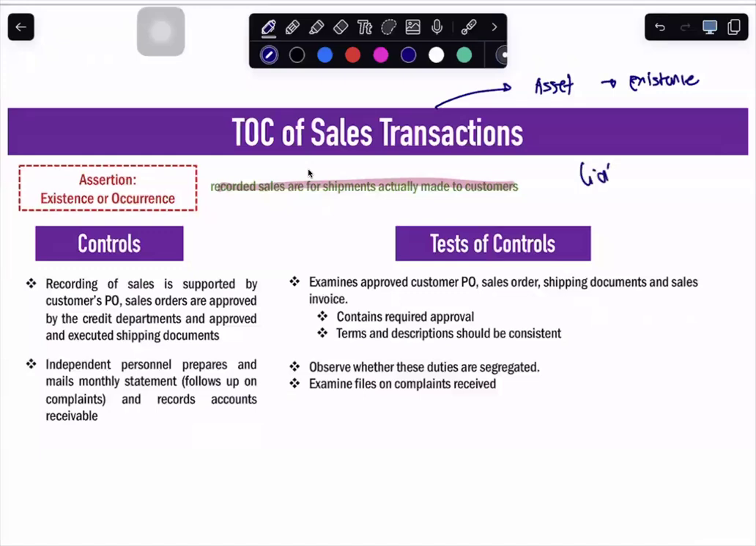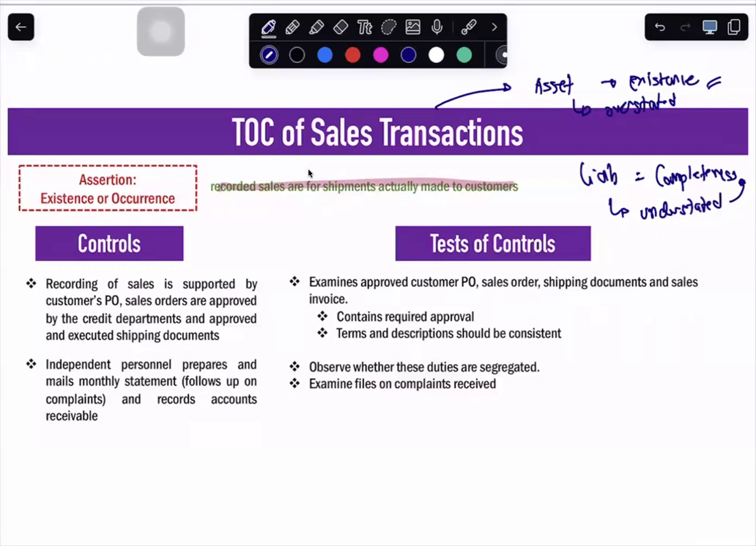But if ever what we want to test is a liability, then what we test is completeness. So why existence? Because asset is normally overstated. And since it is overstated, we check whether that particular asset exists. So the main assertion for asset is existence. While for liability, it is normally understated. And since it is understated, we want to see whether it is complete or not. So the main assertion we test for liability is completeness.